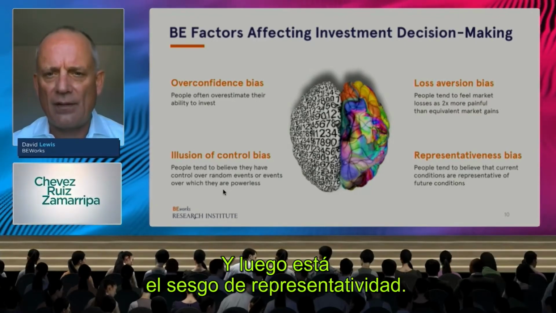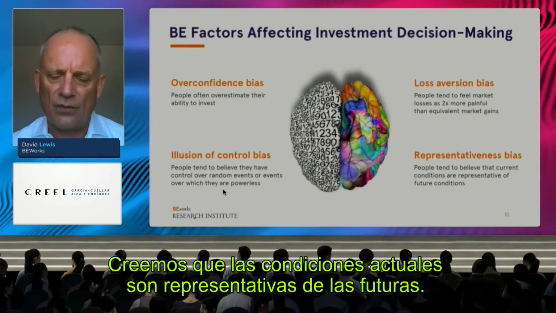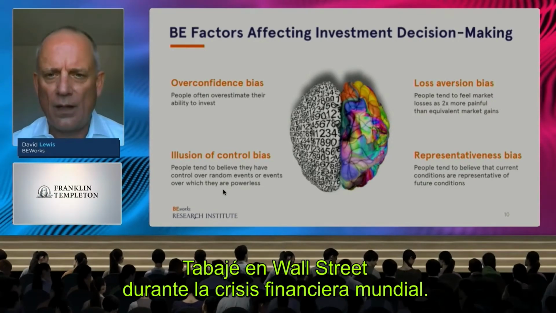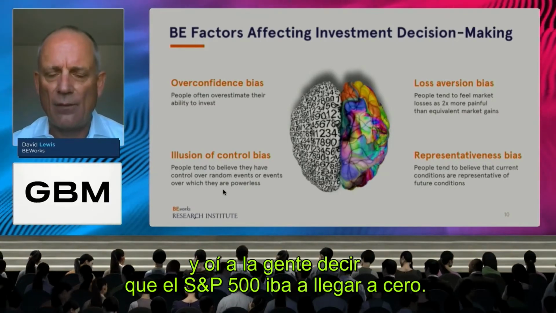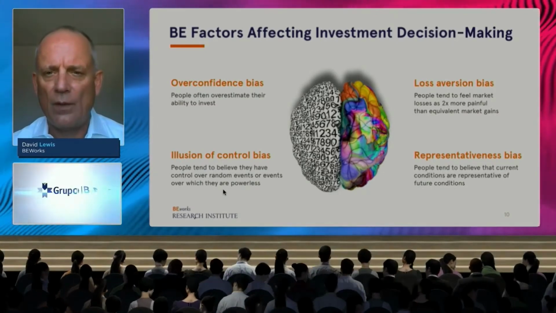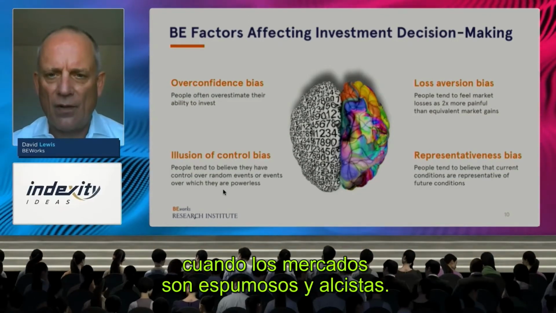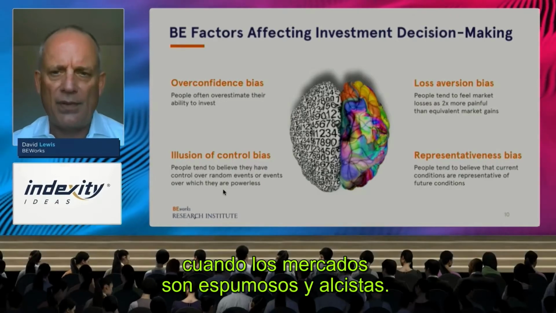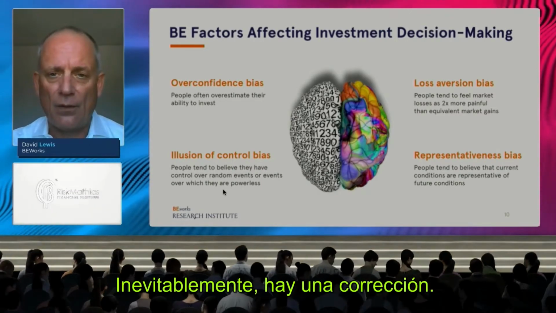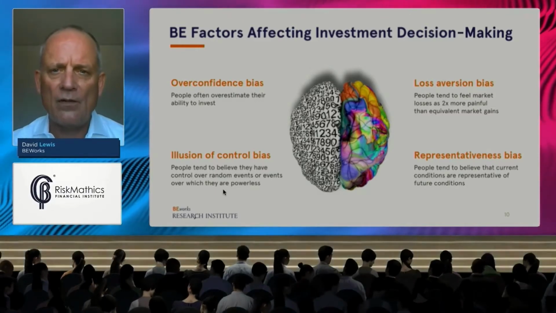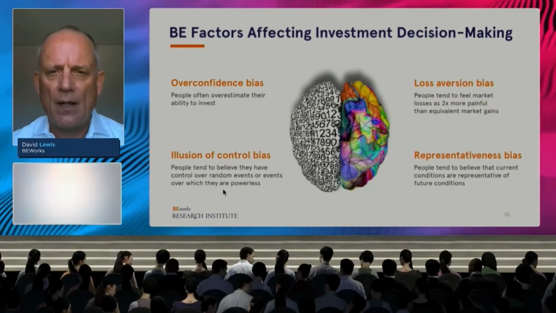And then there's representativeness bias. We tend to believe that current conditions are representative of future conditions. I can recall working on Wall Street during the global financial crisis and hearing people say that the S&P 500 was going to zero. We know that didn't happen, but the opposite can also happen. When the markets are frothy and bullish, people think it'll go on forever, and yet we know that it doesn't. Inevitably, there's a correction. So let's talk about overconfidence bias in more detail.